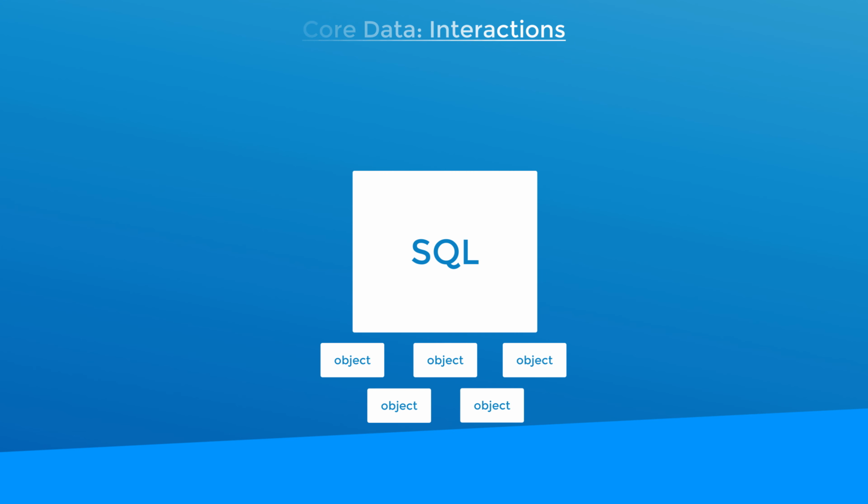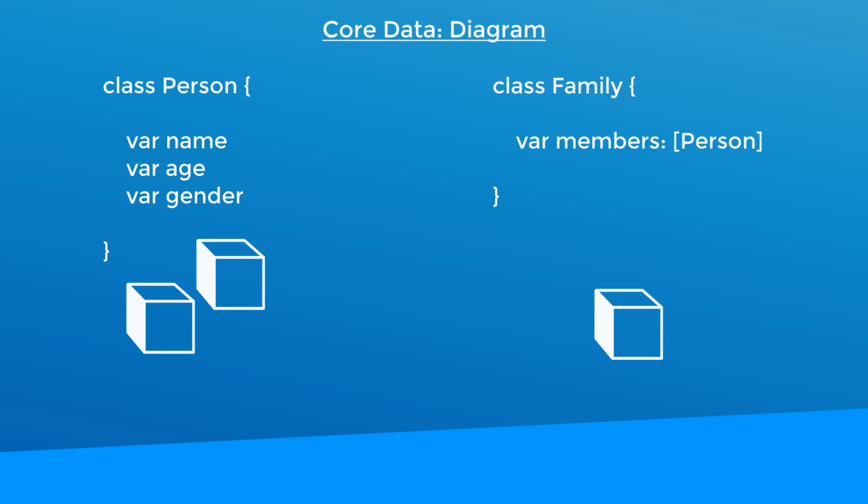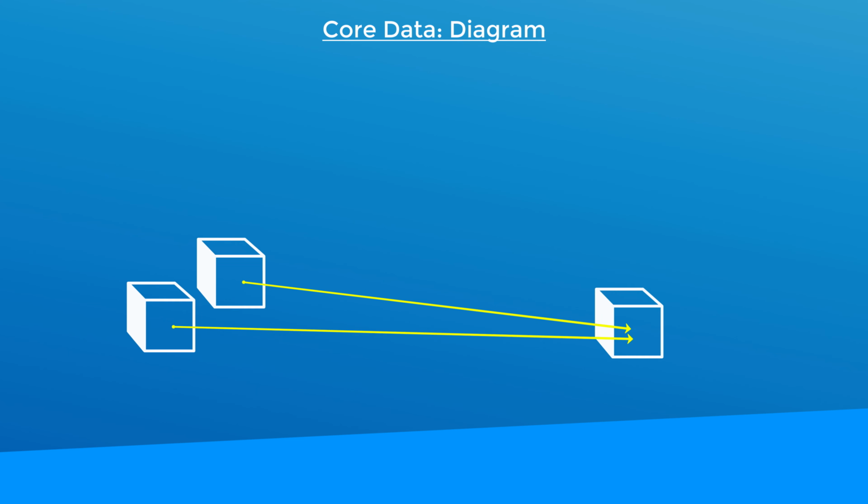Let's take a look at a diagram to see how this works. Okay, so let's say you have two classes, Family and Person. The Person class contains some properties, and the Family class has a property storing the Person objects for that family. You create a Family object and several Person objects, and then you relate those Person objects to the Family object. Now you want to store it in Core Data. How do you do that?